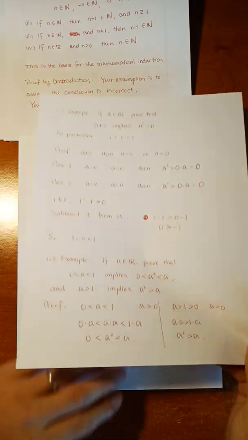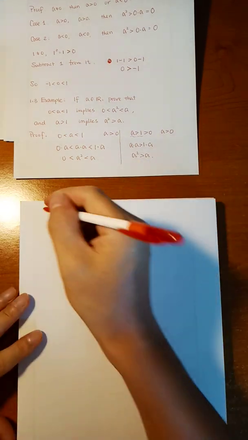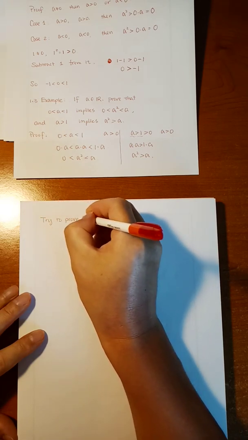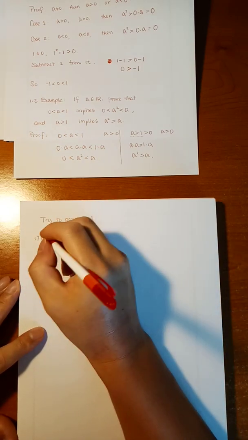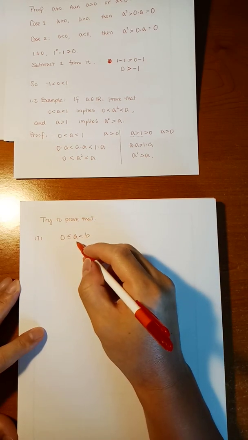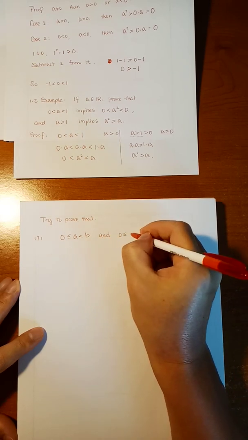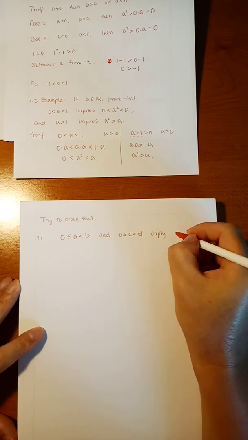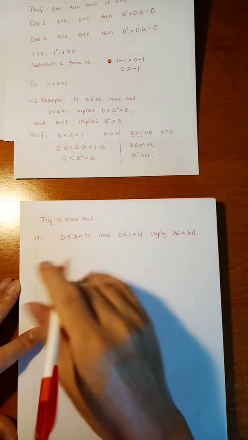So similarly, you can try the following. Try to prove the conclusion 7: if 0 is less than or equal to A less than B, and 0 is less than or equal to C less than D, imply AC less than BD. Try to show this. 8.